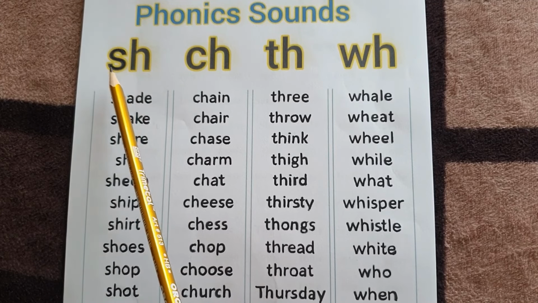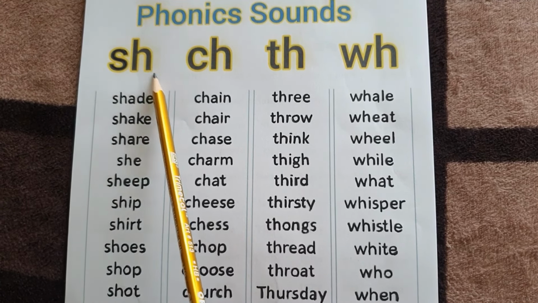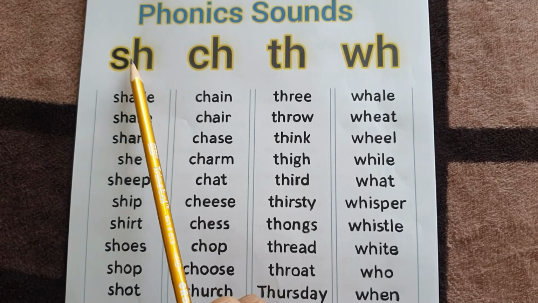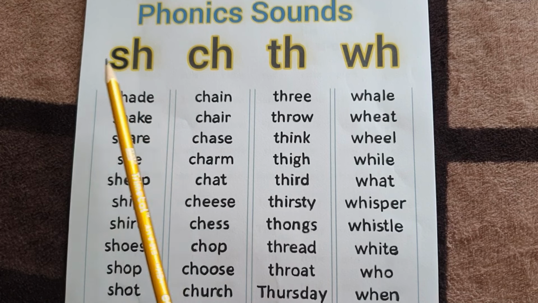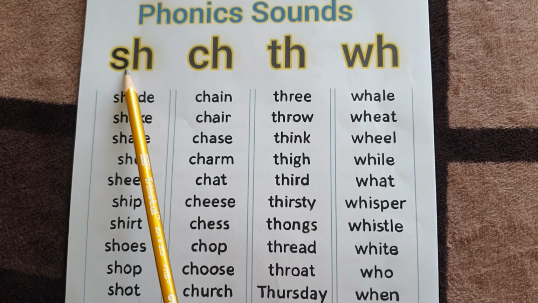When the letter S and H join together, they make the sound sh. When you see these two letters in a word, we will say sh. We will not say s. We will just use one sound, sh.